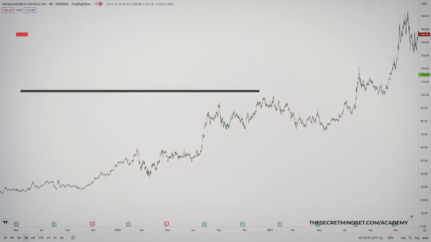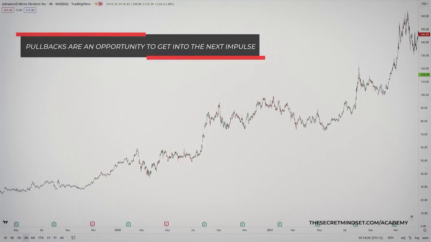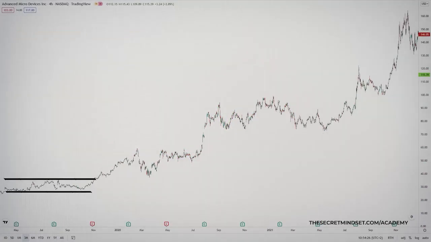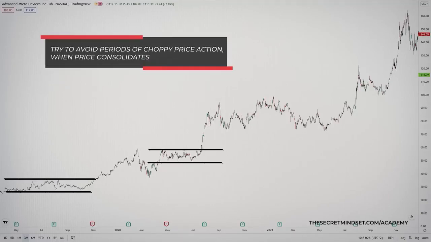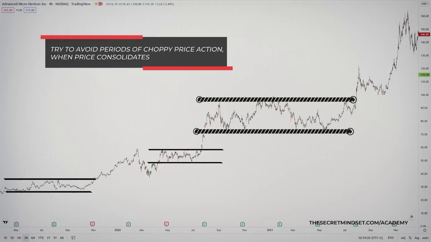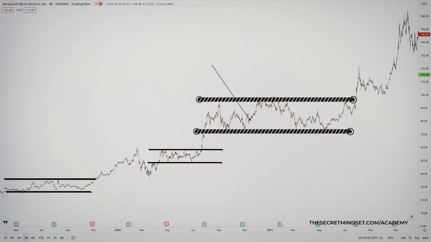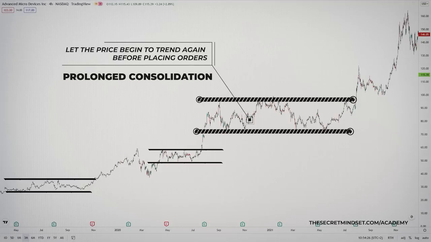And don't let the pullback scare you. This is your opportunity to get into the next impulse, even though it feels like the price is moving against you. During a trend, you may have several periods of choppy price action as the price consolidates. This is normal, and you must still trust the trend. When the choppy price action persists for a longer period, it's better not to initiate new positions within that choppy area. Sit back and either wait for a better entry outside the choppy price action, or let the price begin to trend again before placing orders.